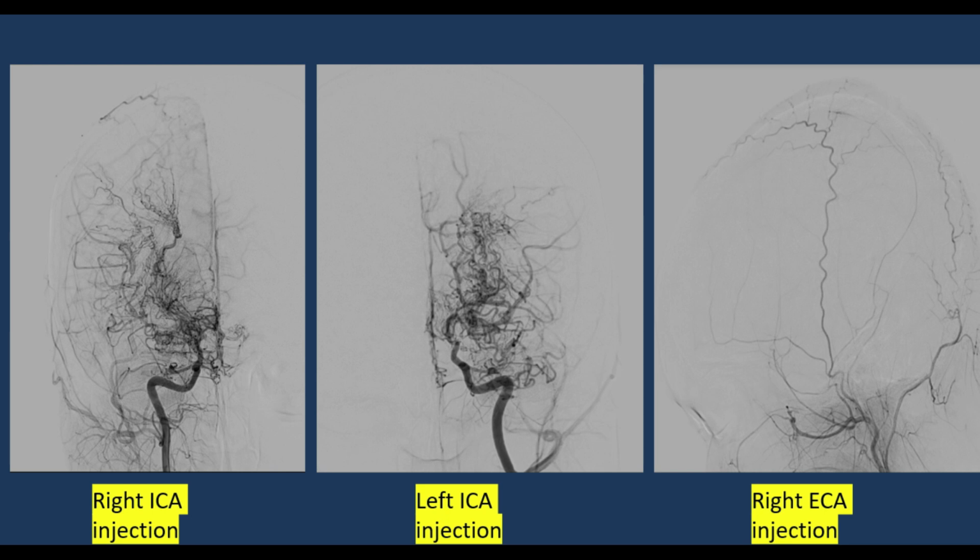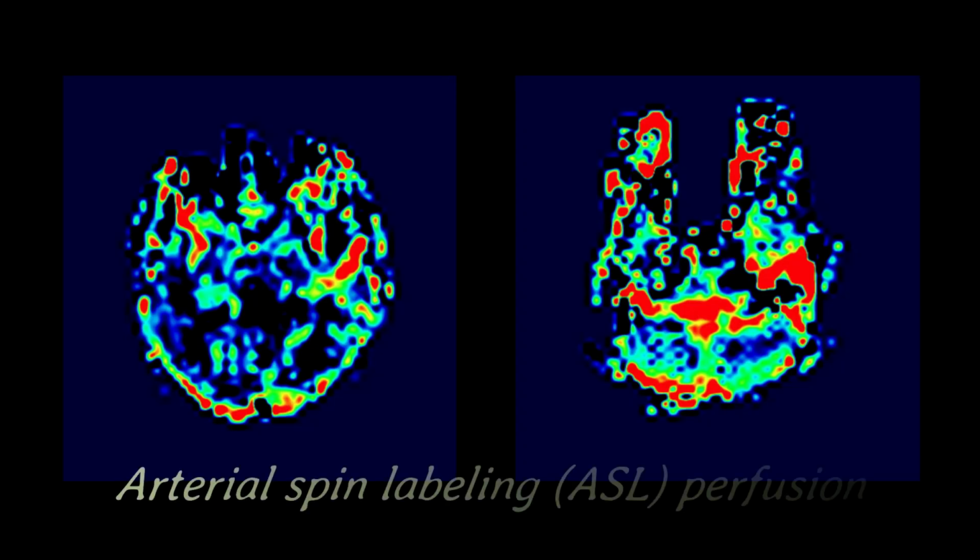On right and left ICA injection, digital subtraction angiography showed a puff of smoke appearance of Moyamoya vessels, progressive occlusion of the ICA, non-visualization of ACA and MCA vessels, and absence of ECA collaterals in right ECA injection, suggestive of Suzuki grade 4 disease. Arterial spin labeling study was suggestive of decreased perfusion in the right temporoparietal region.